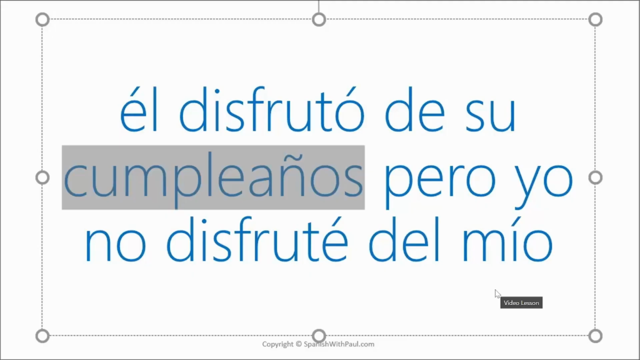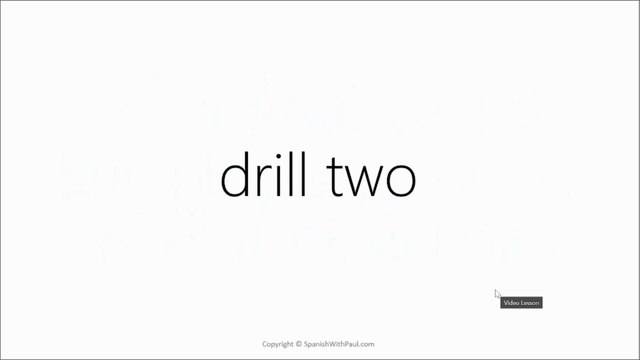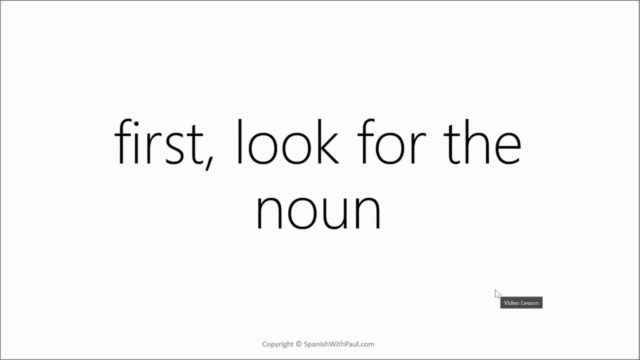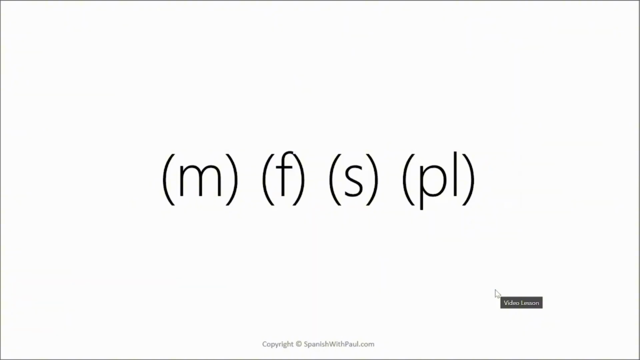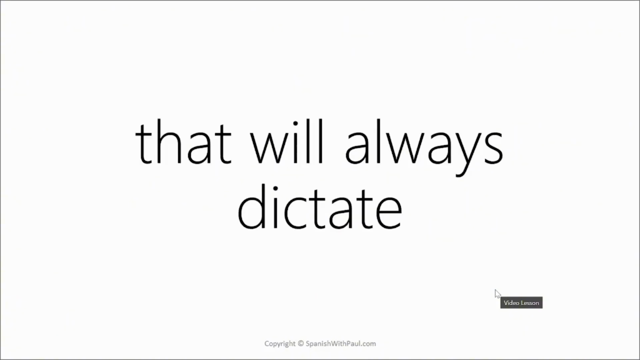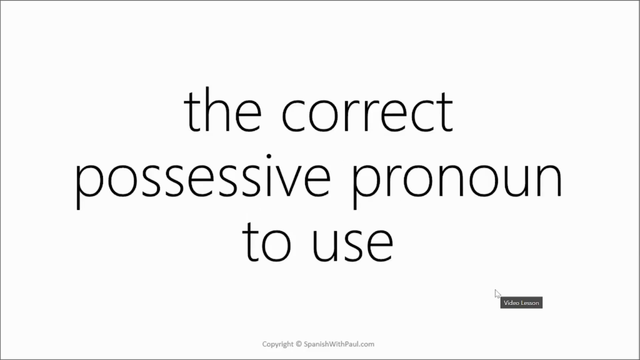I'm sure you can see that at times this can get quite tricky, especially in the flow of conversation. You're going to find yourself sometimes being tripped up or having to pause to think back to what type of noun you're referring to. But this does get easier, it does get faster. It's all just a matter of practice. We'll finish with our second drill now. We're going to combine everything that we've learned in this lesson so far. Remember, always look for the noun and notice if it's masculine, feminine, singular, or plural, because that will always dictate the correct possessive pronoun to use.